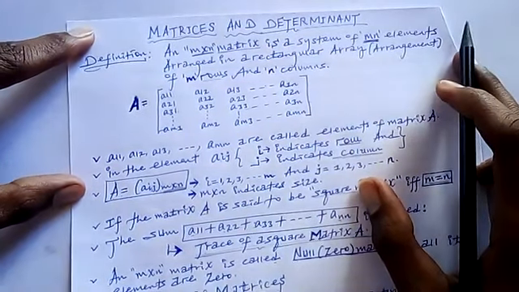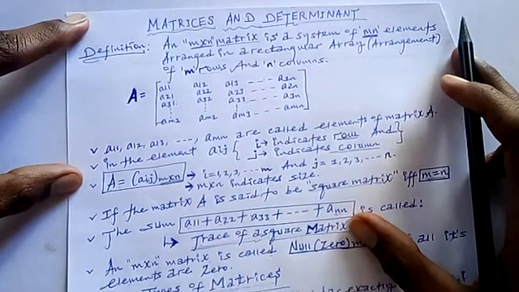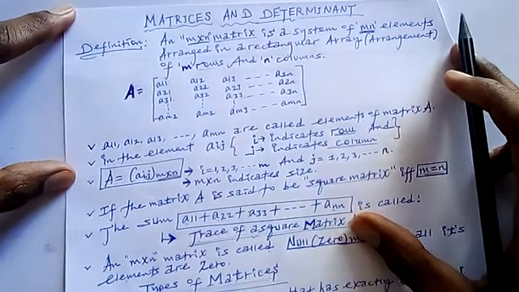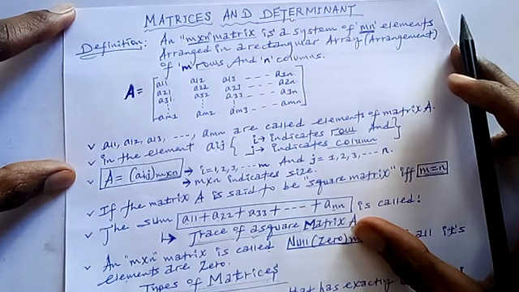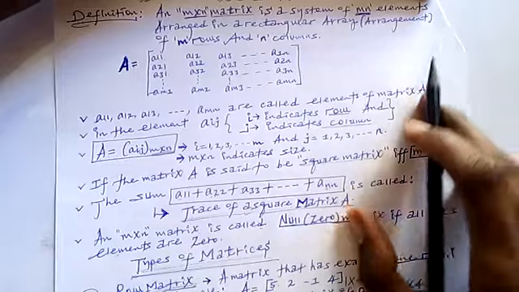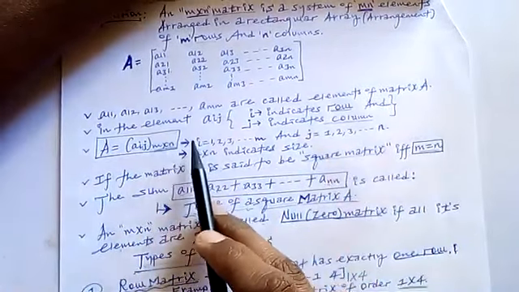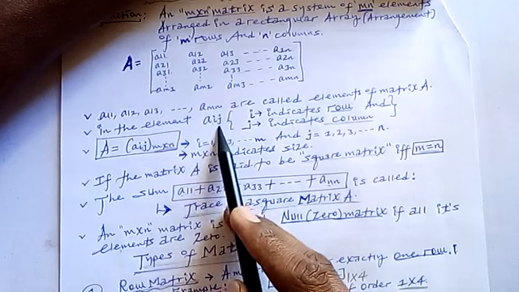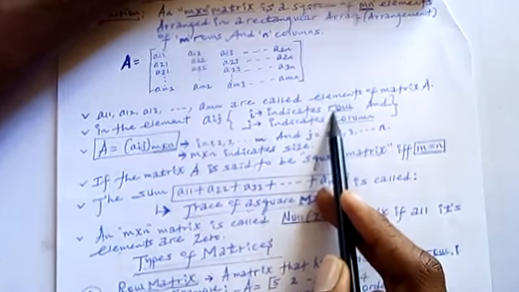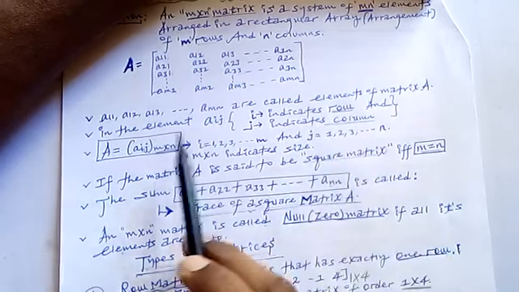In this matrix A, A11, A12, A13 up to Amn are called elements of matrix A. These are the elements of matrix A. In the element Aij, i indicates the row and j indicates the column.